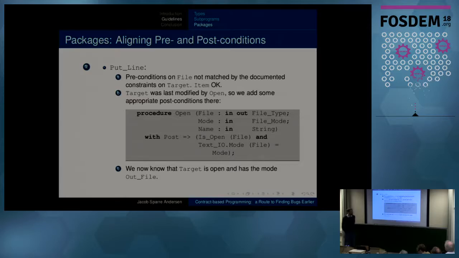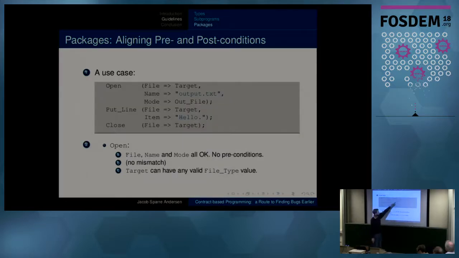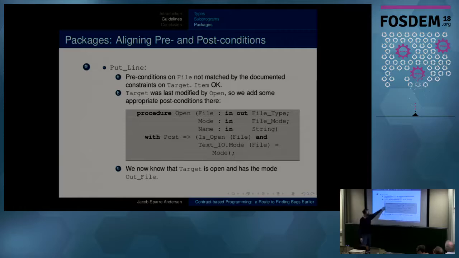Here we have a problem, because Put_Line requires our file to be open and writable. Okay, so we have to go back and modify Open, if we believe that that's correct, to say that when we leave Open, we promise that the file actually is open, and the mode of the file is the mode that was passed in. Then since we open it with Out_File, and Out_File is one of the valid states for Put_Line, after having called Open, our data will be in a proper state for calling Put_Line. So we have corrected it now to match our use case.